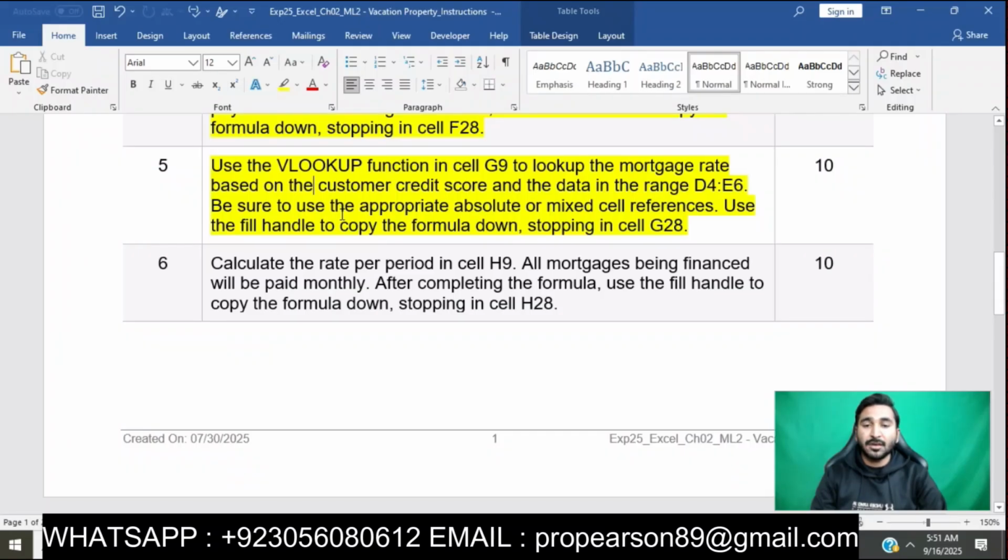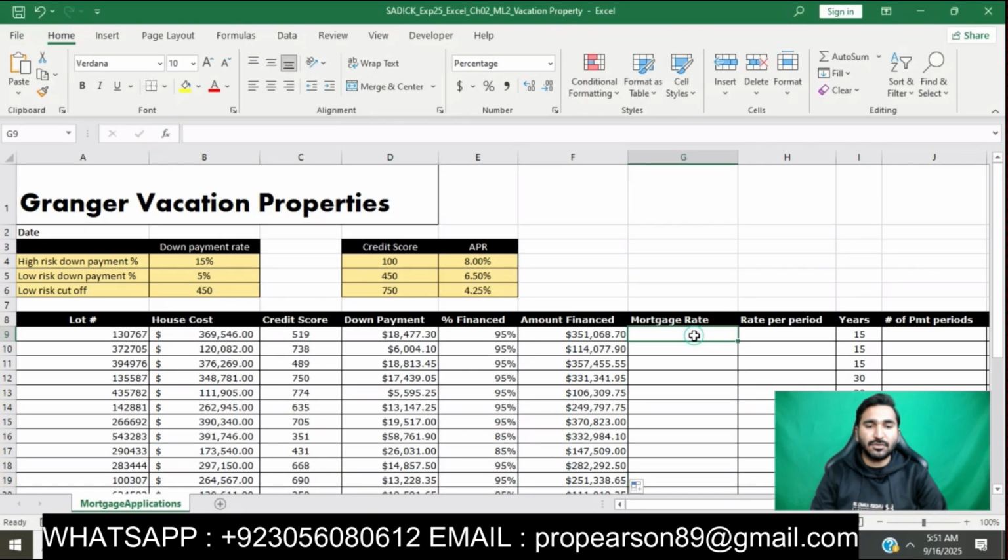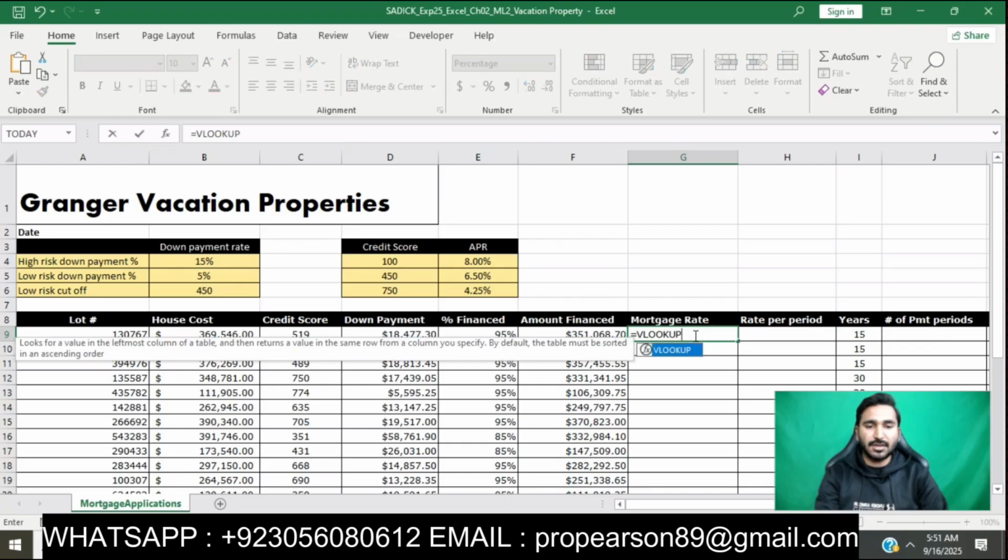Basically, in this question, we will use the VLOOKUP function in cell G9 to look up the mortgage rate based on the customer credit score and the data in the range D4 to E6. We will go to our Excel workbook and enter this formula. Then we will use the fill handle to copy the formula down, stopping in cell G28. Click on cell G9, press equals, and enter the VLOOKUP function.